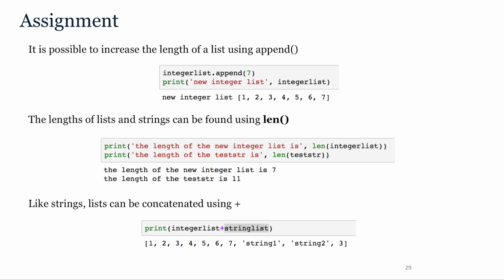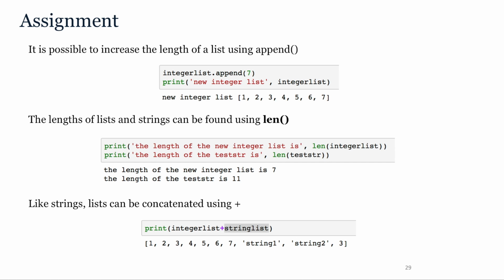Moving on now to assignment. So it's possible to increase the length of a list using the method append. So for example, here we can append the value 7 to the integer list. In case you're wondering, you can also insert values into the middle using the insert function, although I've never had cause to. To return the length of a list or a string, you can use the len function.